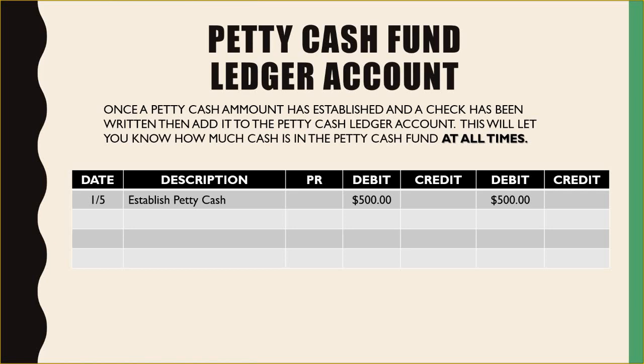You're going to have your petty cash ledger, and this is the first thing you're going to write in there: that you're going to establish the petty cash fund. In this case, there you go. You have a positive $500 debit amount in here. So your petty cash drawer has a balance of $500.